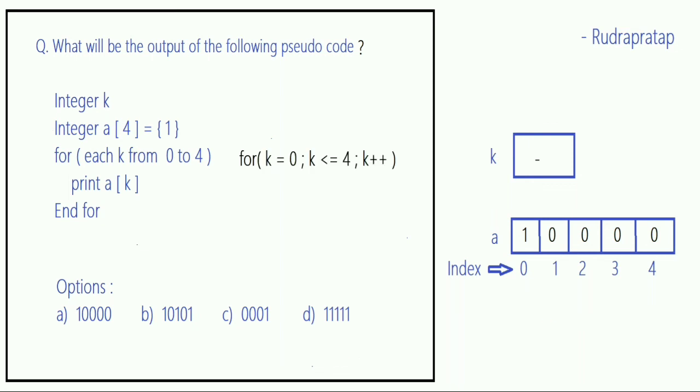Now we have a for loop, and the for loop says k equal to 0 and k is less than equal to 4 and k plus plus. And after that we have a print statement. It means it will print the values of the array, and the values of the array are 1 0 0 0 0, and we will get our final answer. Thank you.